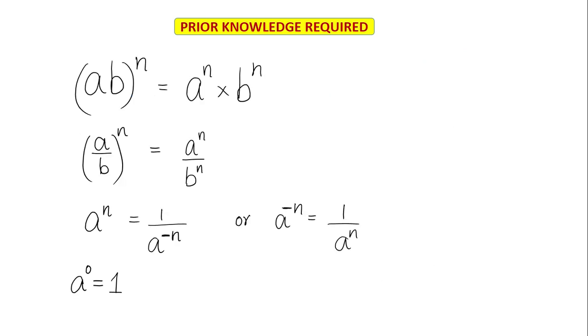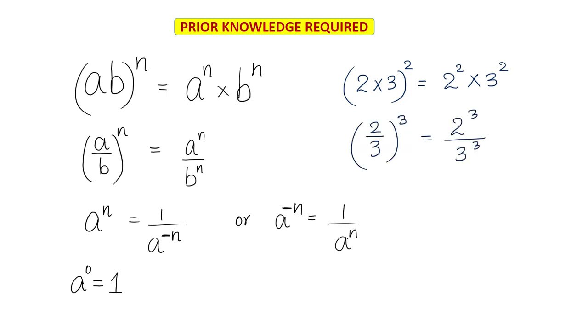Sharing the next set of rules that you should remember. Here a times b the whole raised to n is equal to a to the power n times b to the power n. So you have an example for that here. For the next one, when you have a over b whole raised to n, so you have a to the power n over b to the power n. This is an example for the second rule.